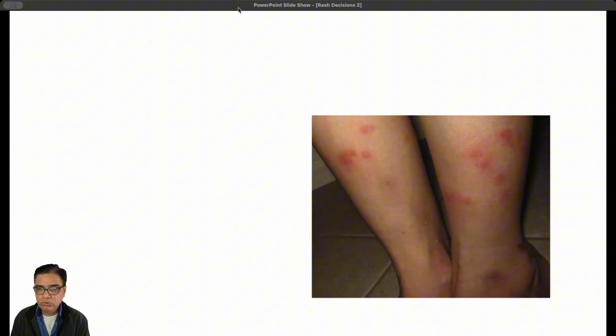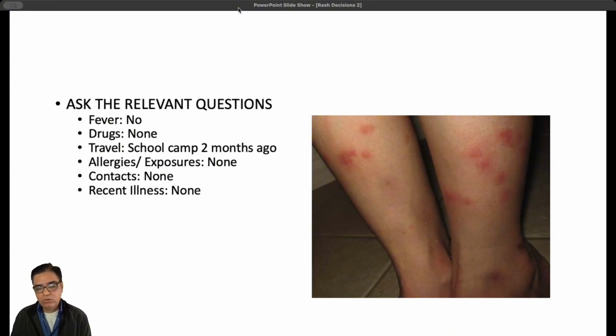Then I want to show you something. Look at this child who has got a rash on the lower legs. If you see this type of rash, you are only seeing a picture of the legs, but let's say this rash is also present on the hands, maybe on the upper arms. So you ask the right questions. Is there any history of fever? No fever. Any history of recent medication use? None. Any trouble? Well, they say no trouble, but had a school camp 2 months ago. But that was 2 months ago. The child has been fine since then.